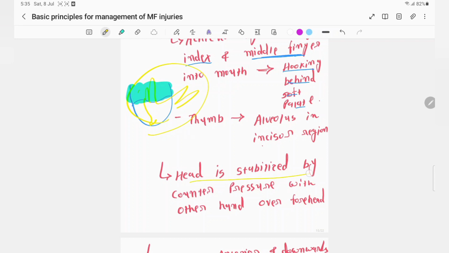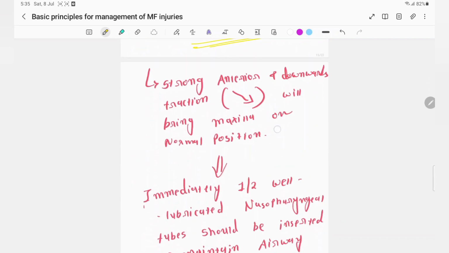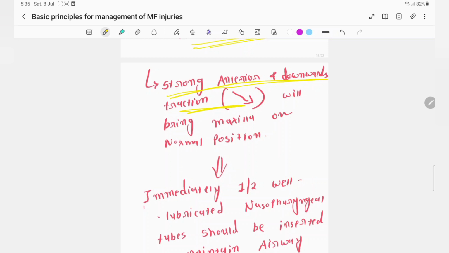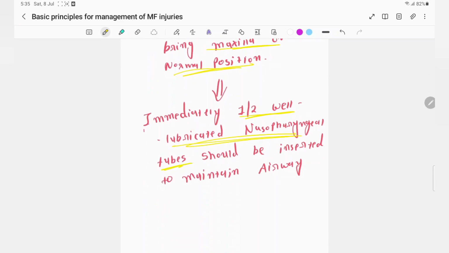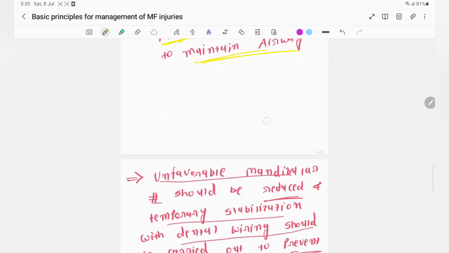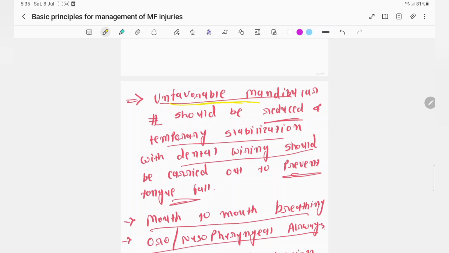Then the head should be stabilized by counter pressure with the other hand over the forehead, right? After this, you have to give strong anterior and downward traction, which will bring the maxilla to normal position. Once the maxilla comes into normal position, then you have to insert one or two well lubricated nasopharyngeal tubes to maintain the airway. Now, if there is an unfavorable mandibular fracture, it should be reduced first.